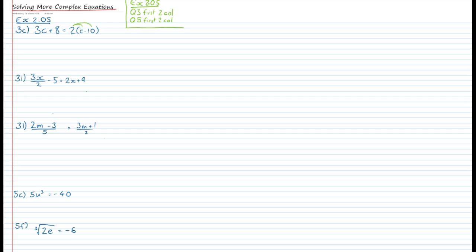What I'd like you to do is exercise 205, question 3, following on from what we did last time, and question 5, and do the first two columns. Now these questions you can see written down come from the last column, so you don't have to do these. I'm just using them as a demo to show you some of the techniques that we use with these more complex equations.